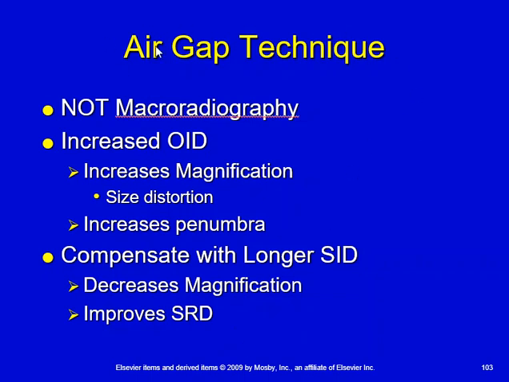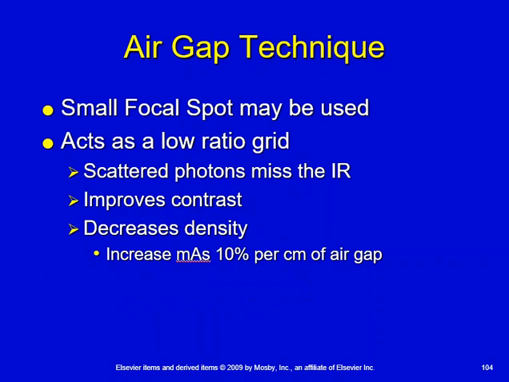But air gap is something totally different. In air gap, we have an increase in OID, but we don't want the increased magnification, so we're going to compensate with a longer SID. Lateral C-spines and chest x-rays are where we use air gap technique most of the time. So the increase in SID decreases magnification and increases sharpness of recorded detail. And according to literature, it's supposed to take the place of a very low ratio grid, like a 2-to-1 or a 3-to-1 grid ratio.